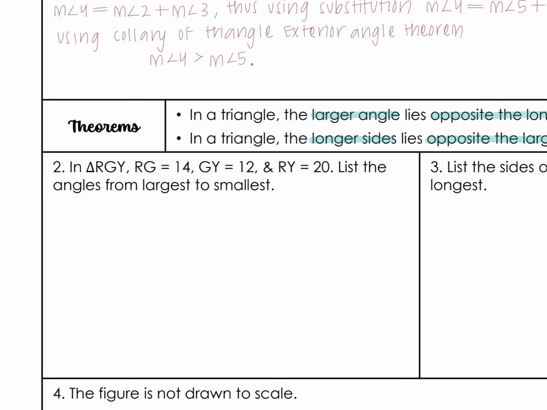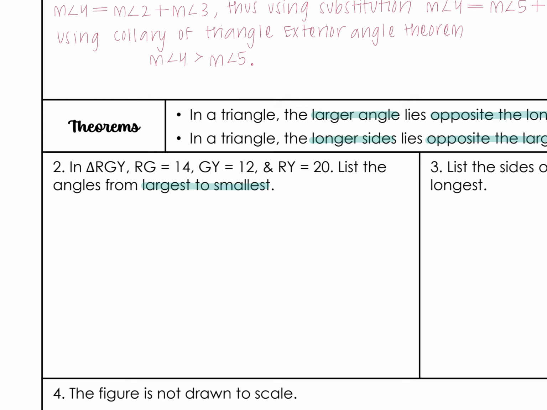So in triangle RGY, we know that RG is 14, we know that GY is 12, and RY is 20. We want to list the angles from largest to smallest. So something I do want to mention in this unit, it can be kind of tricky because they do switch it up on you. And so you want to make sure that you are highlighting, underlining that largest, smallest, however the order is that they want it in, because that can really mess you up.